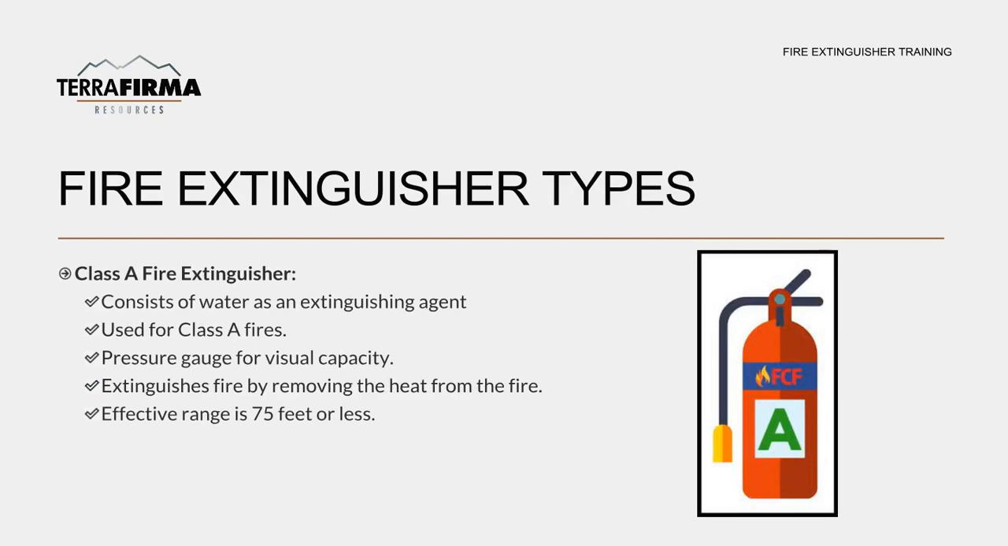A Class A fire extinguisher consists of water as an extinguishing agent. Is used for Class A fires. Includes a pressure gauge for visual capacity. Extinguishes fire by removing the heat from the fire. And has an effective range of 75 feet or less.